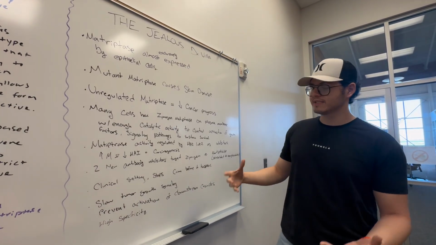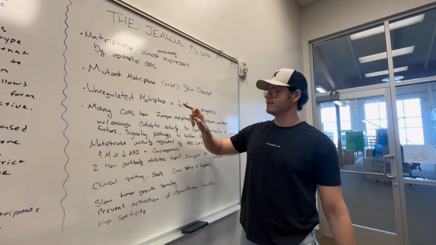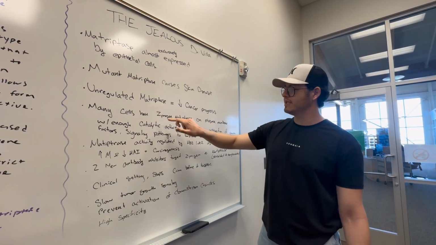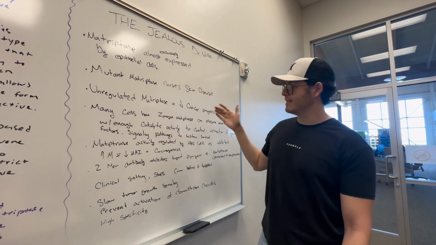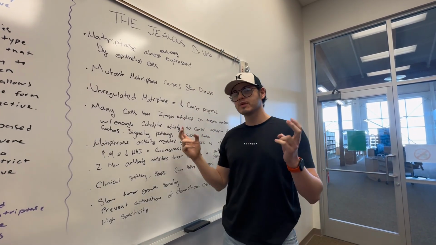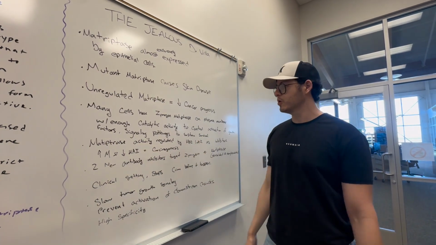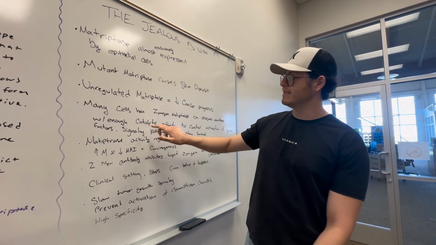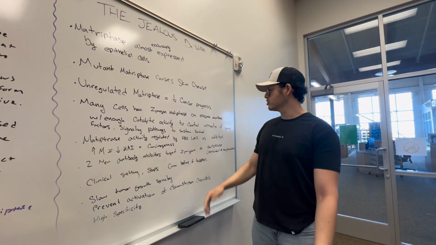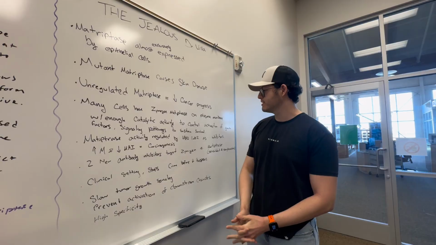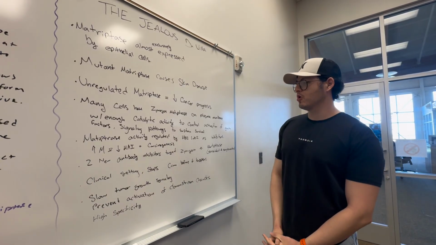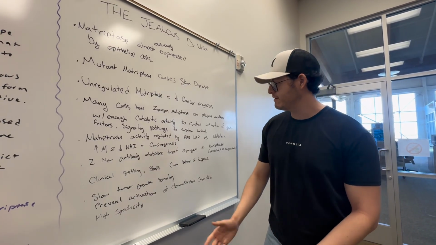So we have seen not only the matriptase in the cell, but we also see the zymogen matriptase on the plasma membrane. And this zymogen, even though it's supposed to be off for the most part, like most zymogens, this one has enough catalytic activity to control activation of growth factors, signaling the pathways to sustain survival.